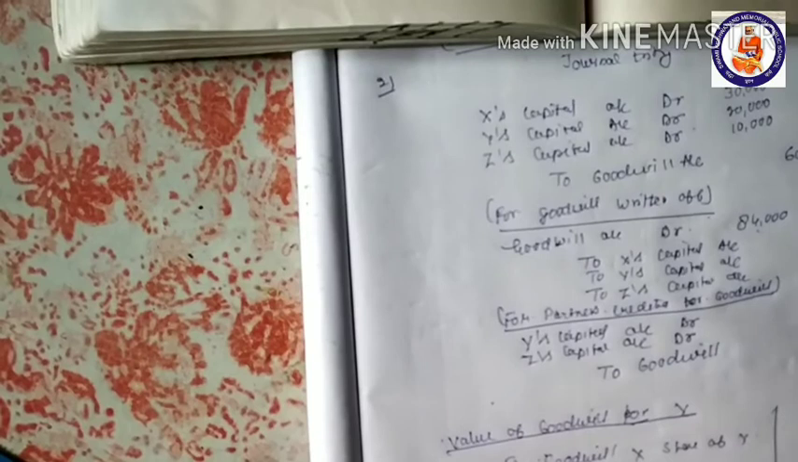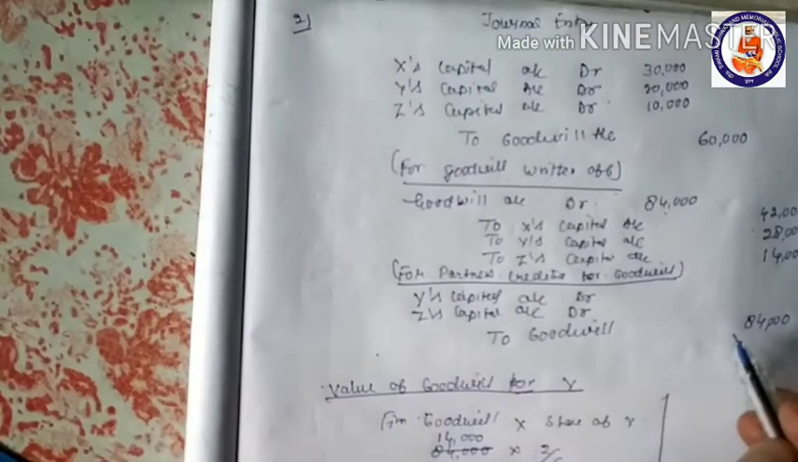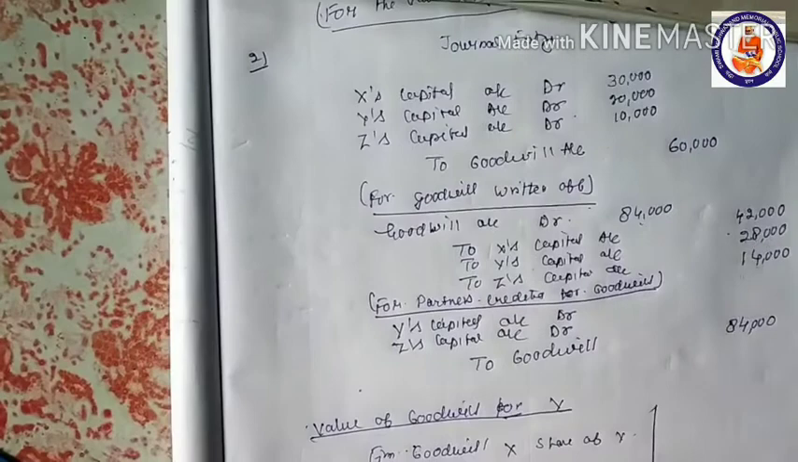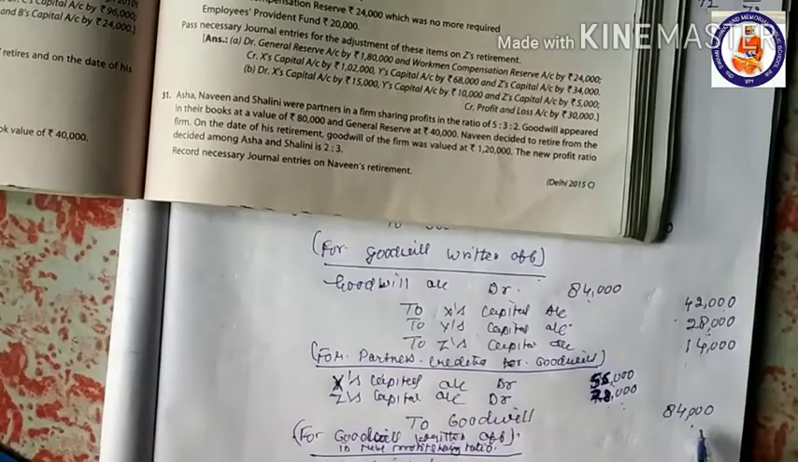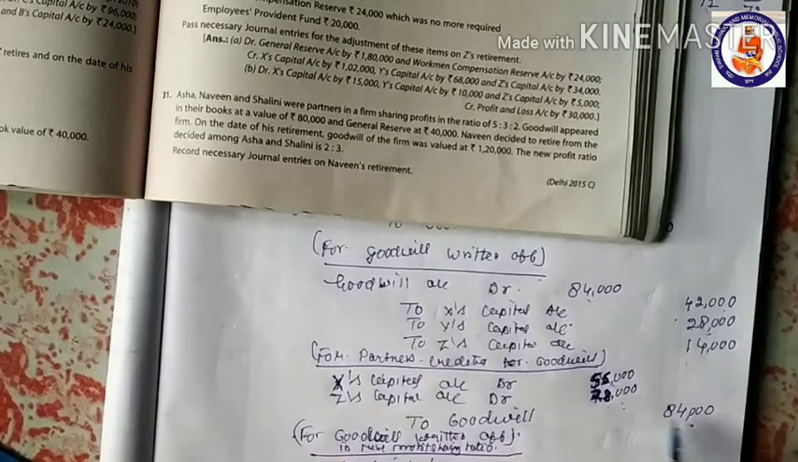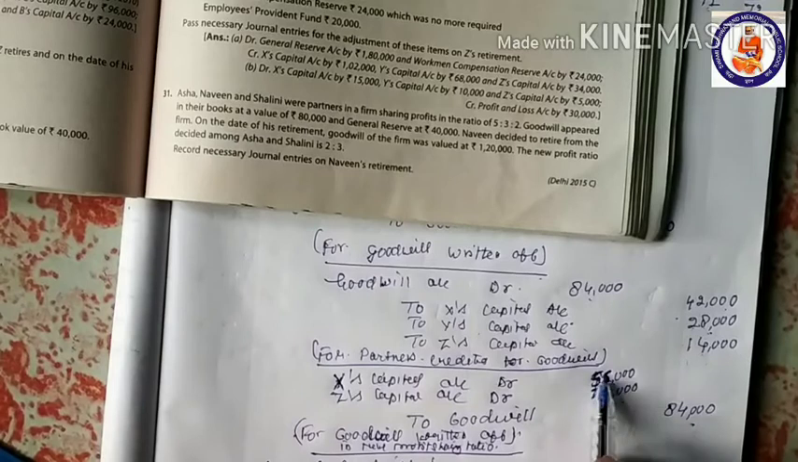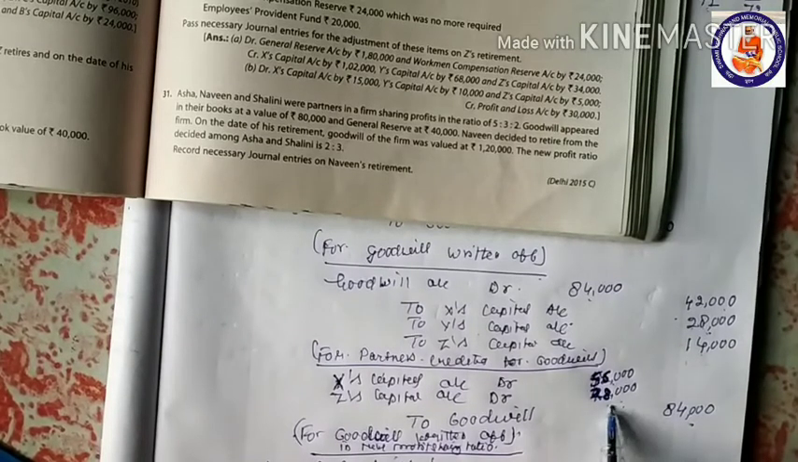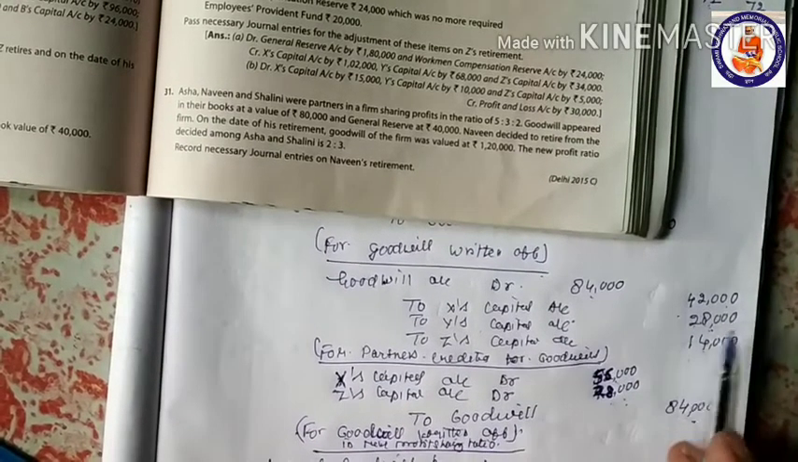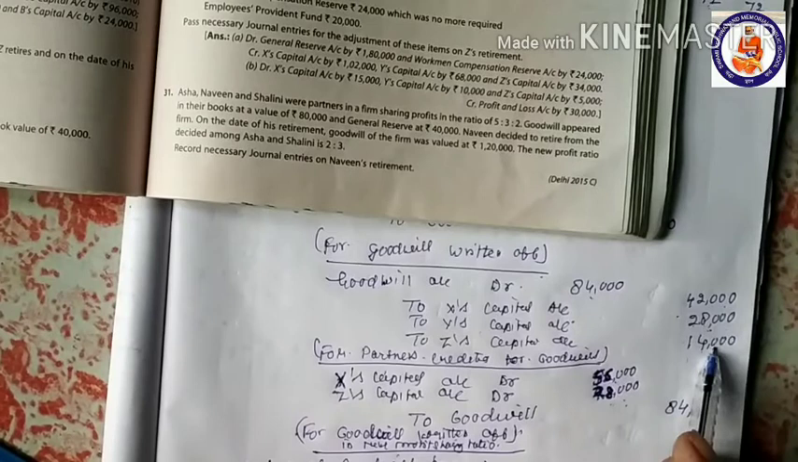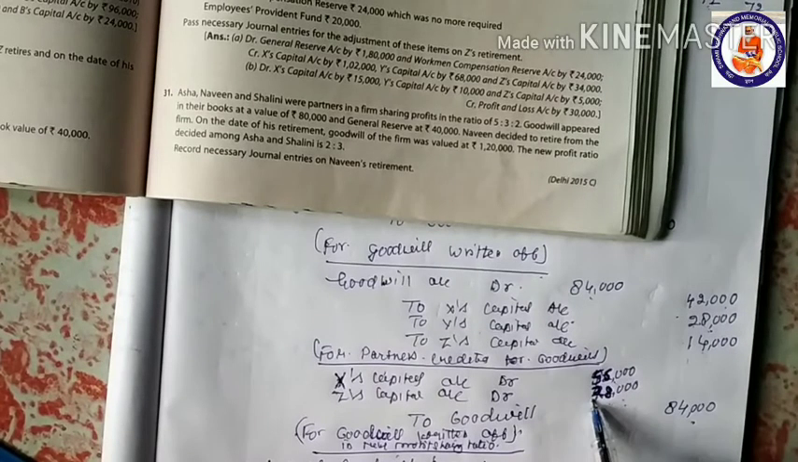What is the full value? That is 84,000. We had opened it with 84,000, right? This 84,000 will be debited in these partners' accounts in their new profit sharing ratio. Okay, this is the new profit sharing ratio. Earlier, in the old profit sharing ratio they were credited, and with the new profit sharing ratio they are debited.